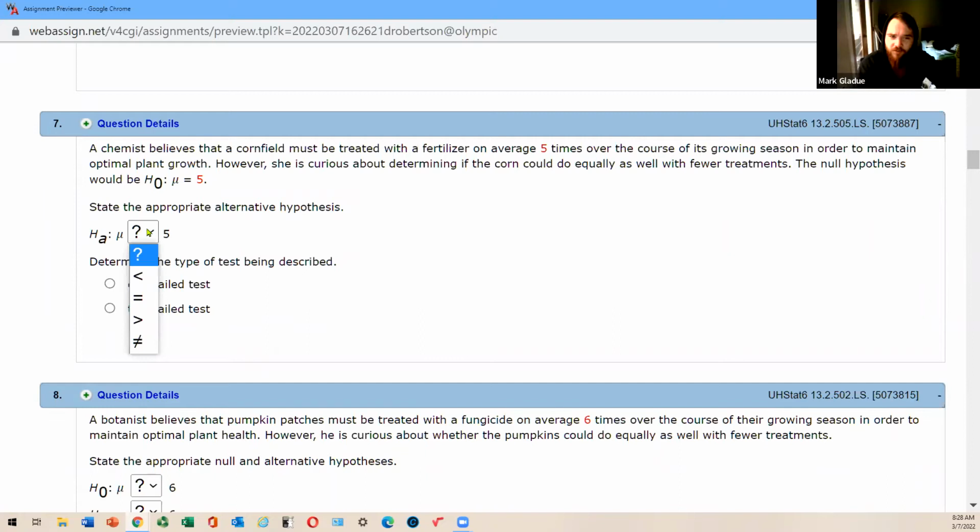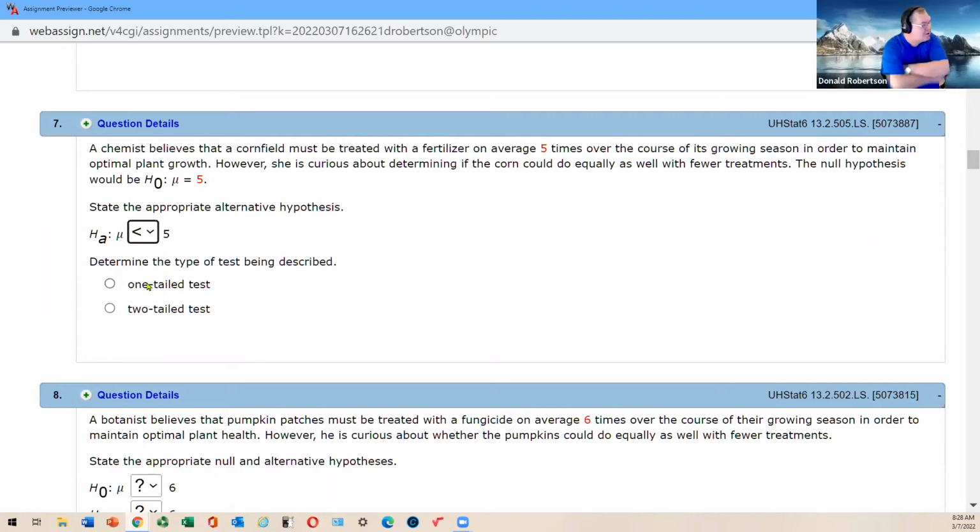It would be less than 5. Yeah, she's thinking, I wonder if I could do less. Now you can imagine what she would do if she had time. Couldn't she take one of her fields and just do the normal 5, and then a different field she just does 4 on it? Once harvest comes, she figures out there wasn't really any difference. That's great, I can save money. I don't need to do it 5 times a year. I'll do it 4. Could be that isn't the case, in which case she'll say, okay, I'm not doing that again. Would you agree that's a one-tailed test?